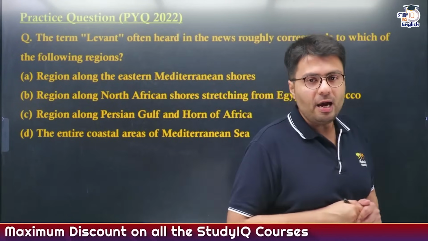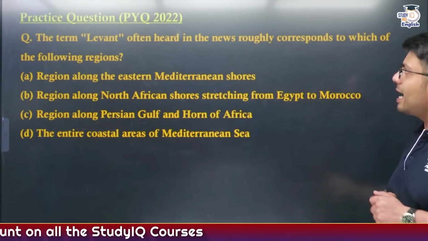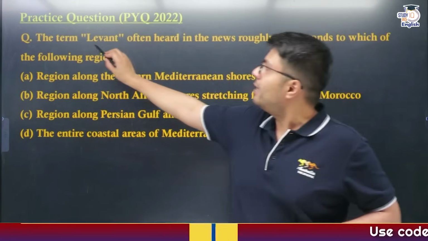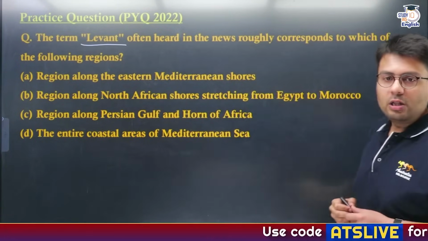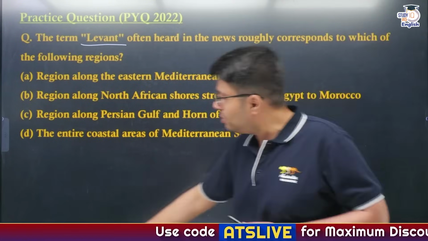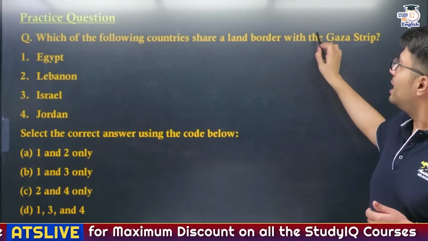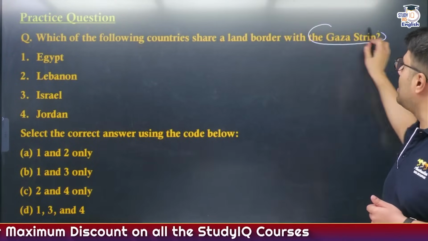Let's see if you are able to solve this question. This actually is a PYQ of 2022, and it asks you to identify the term Levant, right? So this is the question, and there is another question that I will tell you. This is a practice question that I've curated. Which of the following countries share land borders with the Gaza Strip?